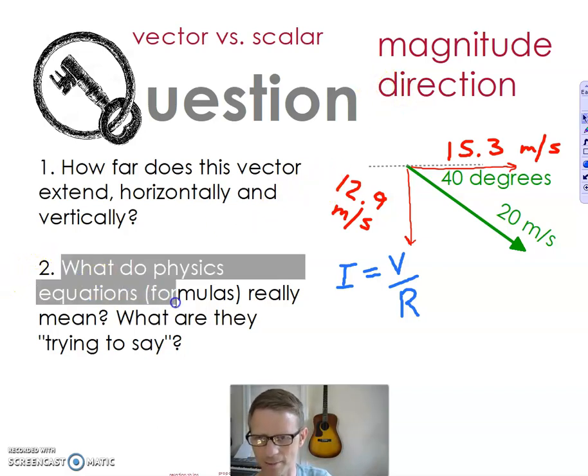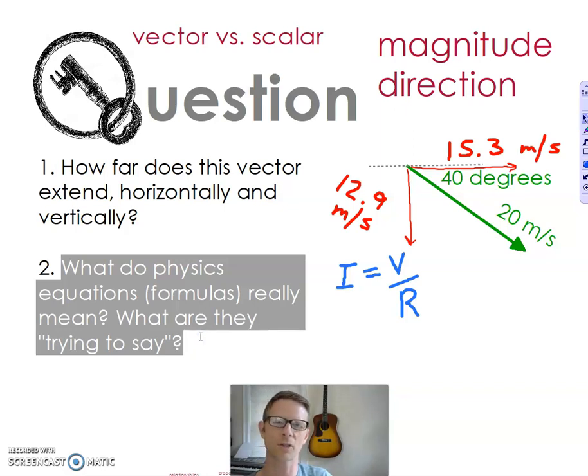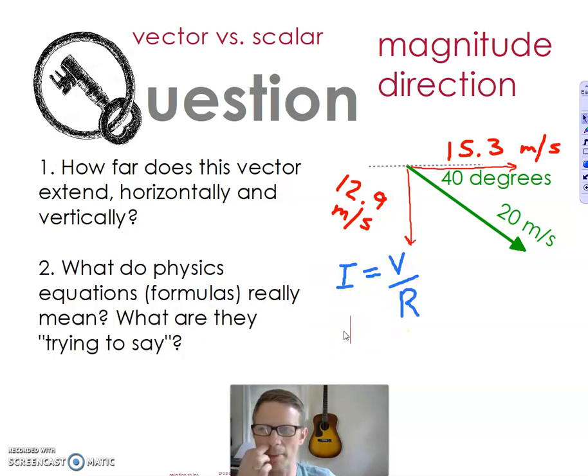Another key question, which is sort of a segue into what's coming later, is if you look at a physics formula such as this one, I equals V over R, what do they really mean? What are they trying to say? So to summarize, right triangles are wicked important, and you need a set of skills and strategies to see the right triangle, see how to break down the right triangle, or build it up using Pythagorean theorem, sine, cosine, tangent ratio. This has been Physics from Afar.